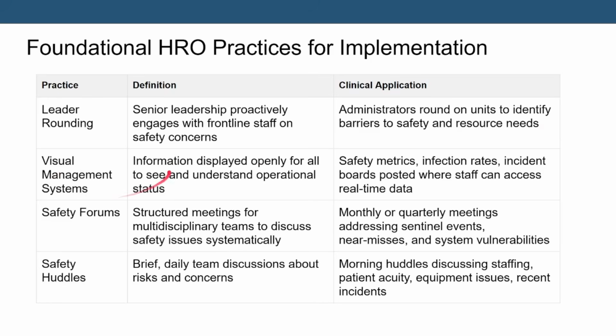Visual management systems display information openly for all to see and understand operational status, such as infection rates, safety metrics, and others. Safety forums are structured meetings for multidisciplinary teams to discuss safety systems systematically. They may have monthly meetings to discuss these or address sentinel events. Sentinel events are serious adverse events, let's say severe temporary harm to a patient. And they also might discuss system vulnerabilities.